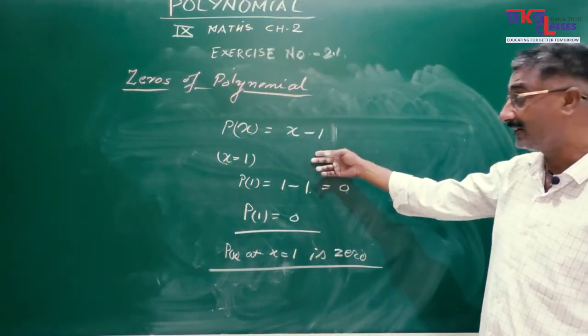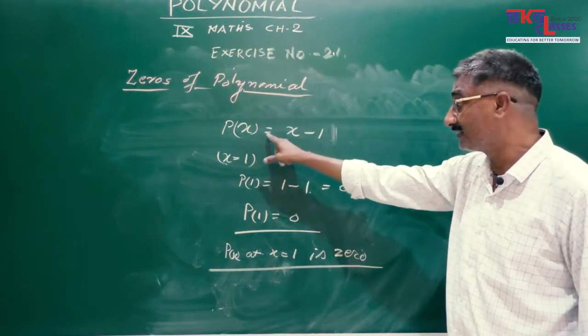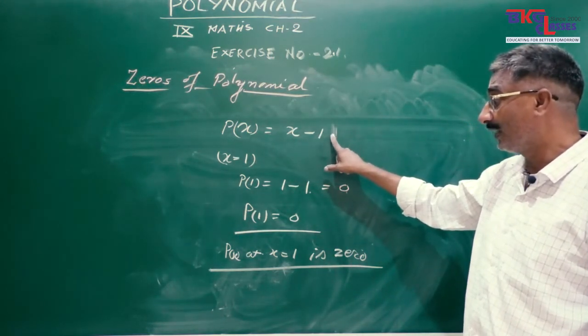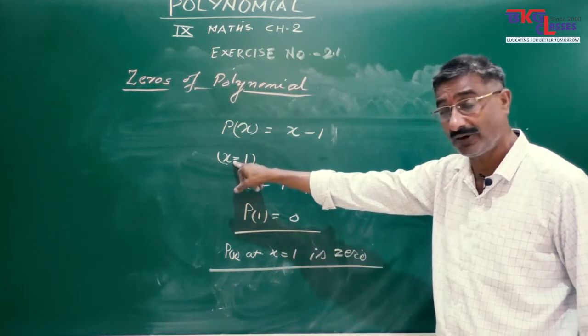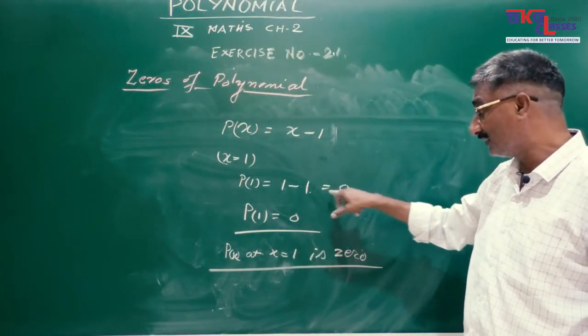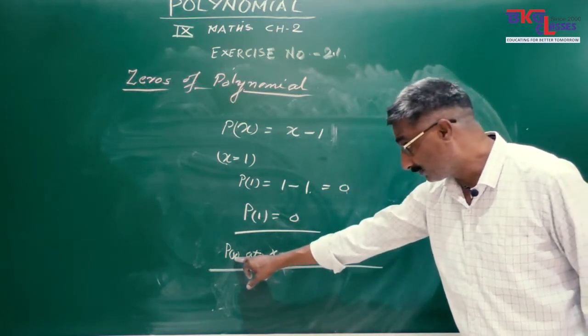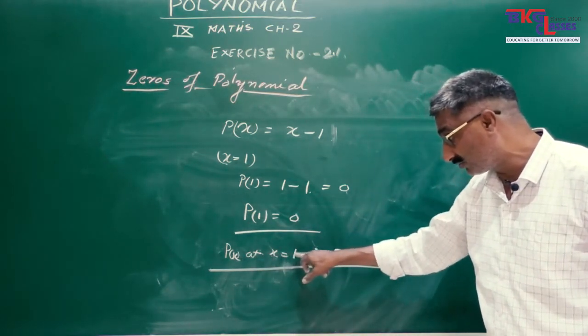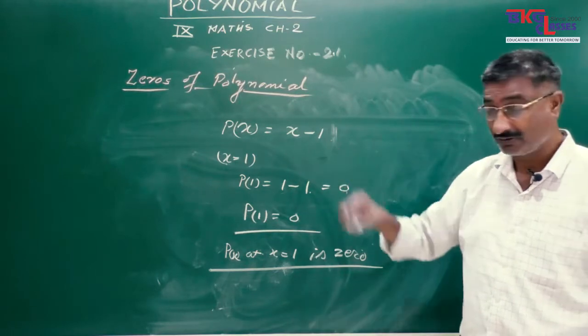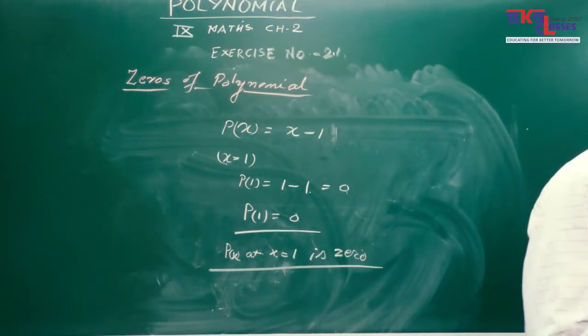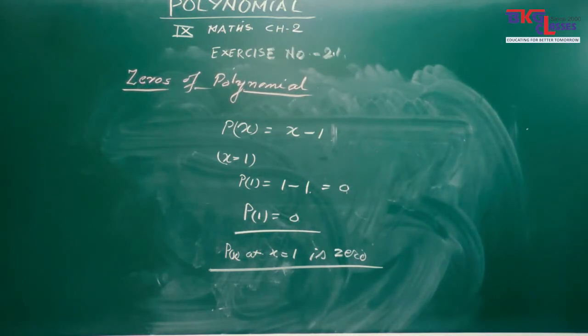You just see here what is happening. P(x) is equal to x minus 1. If we substitute x is equal to 1, so 1 minus 1 is equal to 0. So P(1) is equal to 0. So P(x) at x is equal to 1 is 0. So it means 1 is the zero of the polynomial. So we can say that 1 is the zero of the polynomial P(x).